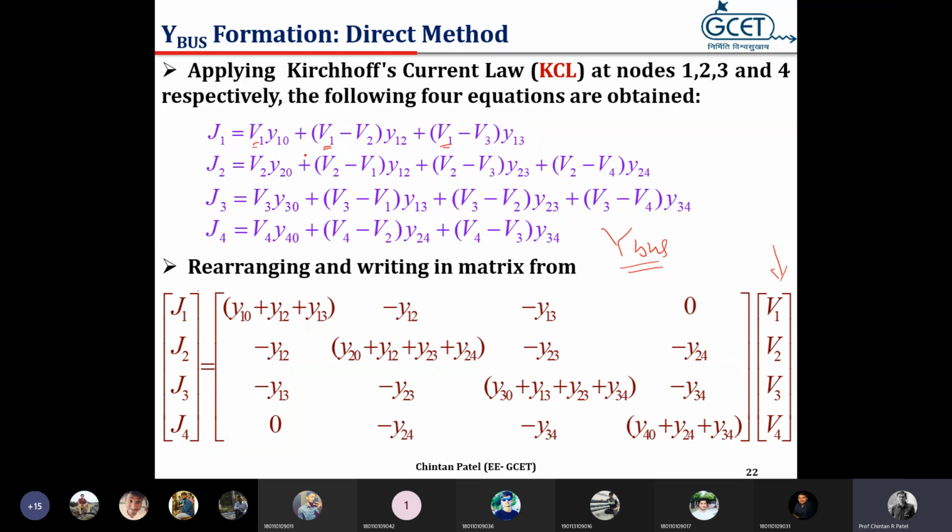That is, the V1 terms go on one side, the V2 terms here in the second, in the third the V3 terms will come together, and in the fourth the V4 terms will come together. If you write down this manner and separate the equation, rewrite the equation in the form of matrix, we will get this large equation. So this is the current vector, the admittance matrix and the voltage vector.